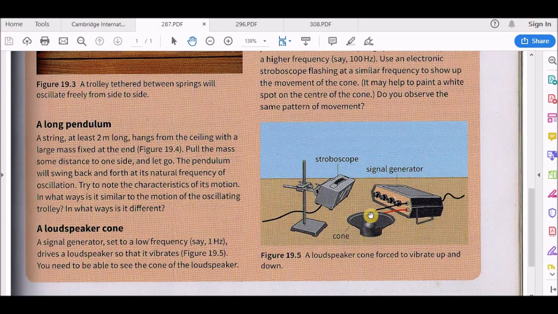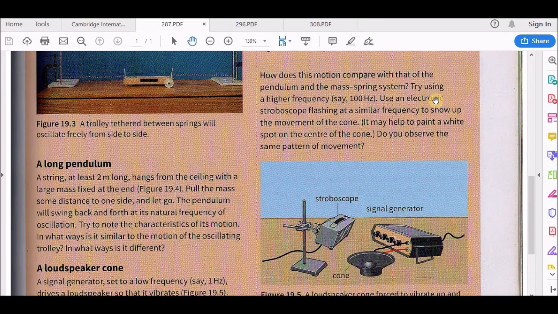Now when this happens, because the flash of light is happening every cycle of the cone, you will see that the cone appears stationary to our eyes. So when it appears stationary, we know that the stroboscope is giving light at the same frequency as the vibration of the cone. It may help to paint a white spot on the center of the cone. Do you observe the same pattern of movement?